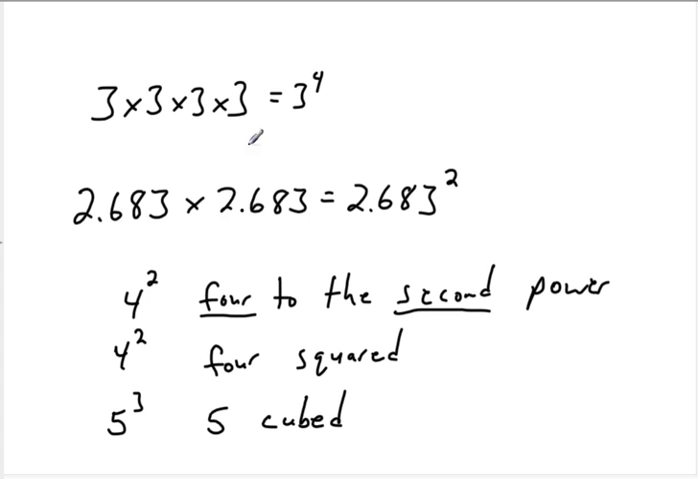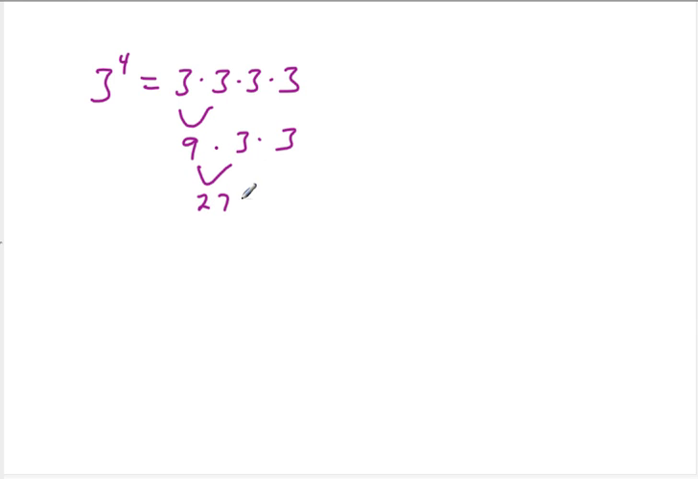Alright, so let's do some examples here. If I asked you what is 3 to the 4th power, or what is the value of 3 to the 4th power, you would say, well, that's 3 times 3 times 3 times 3. You could do this in a couple different ways. You could say, well, that's 9 times 3 times 3, and that would be 27 times 3, and that would be 81. A lot of people don't know that 27 times 3 is 81, though.